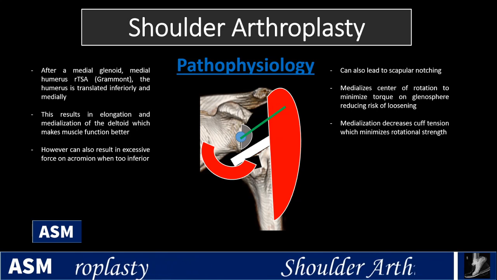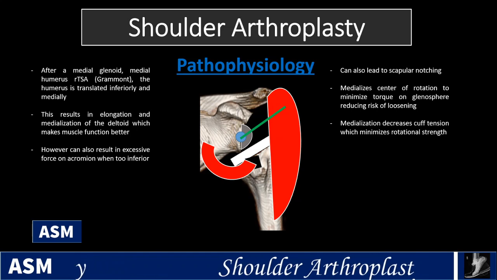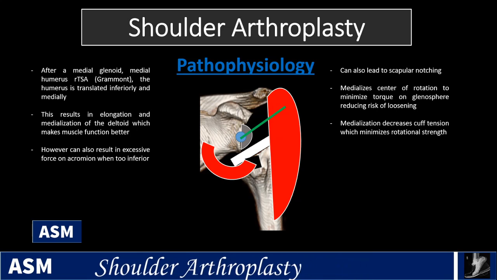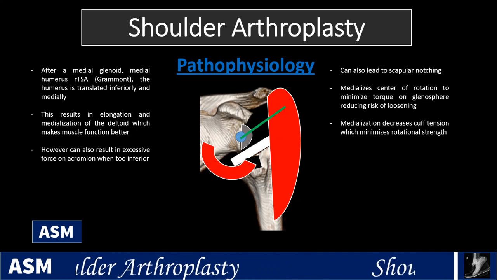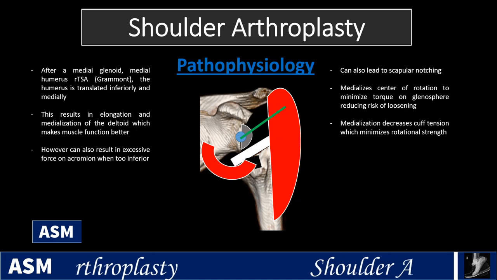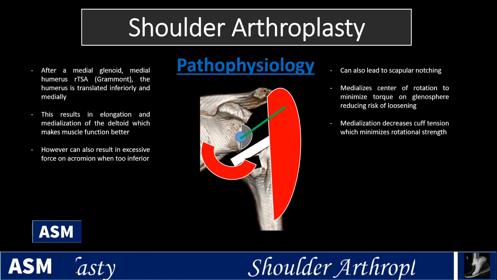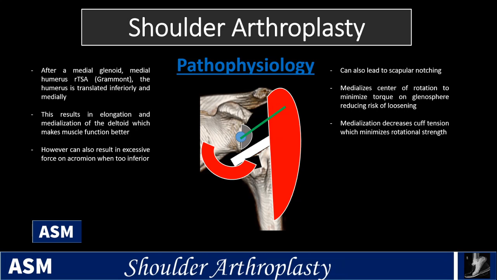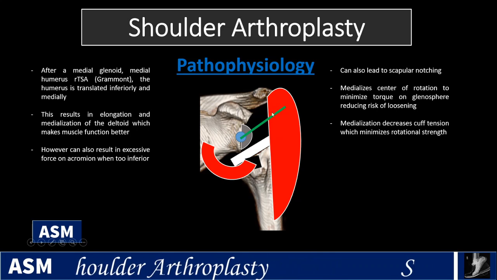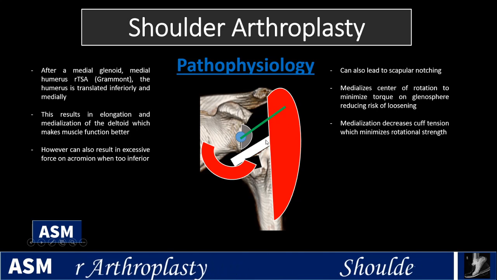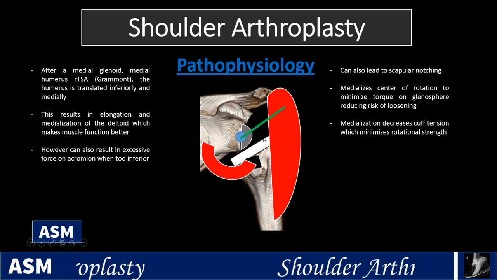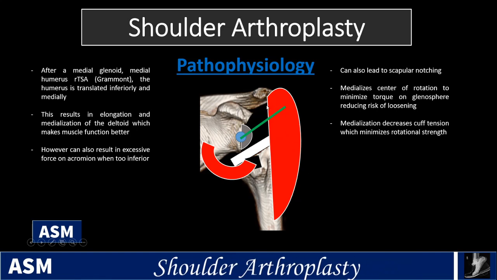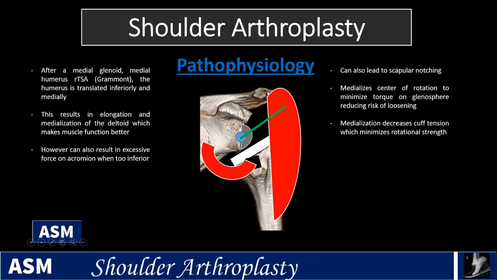So there are multiple versions of the reverse shoulder arthroplasty. One of the first ones was this medial glenoid, medial humerus, the Grammont. So the humerus in these cases is translated inferiorly and medially. This results in elongation and medialization of the deltoid, which is going to increase that moment arm and make it work more efficiently. However, it can also result in excessive force on the acromion when it's translated too inferiorly. That can predispose to stress fractures.